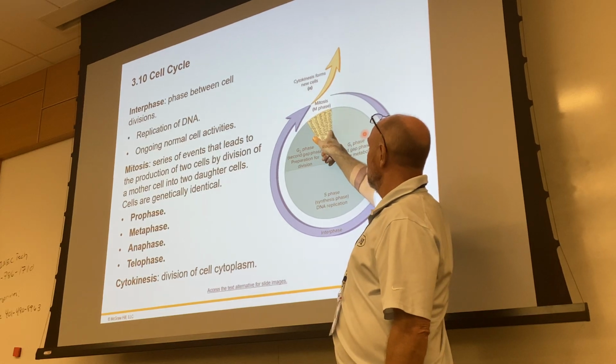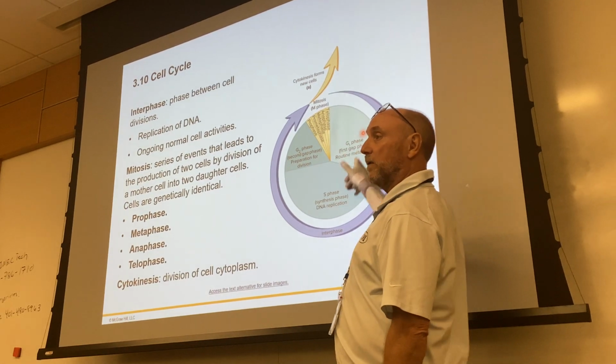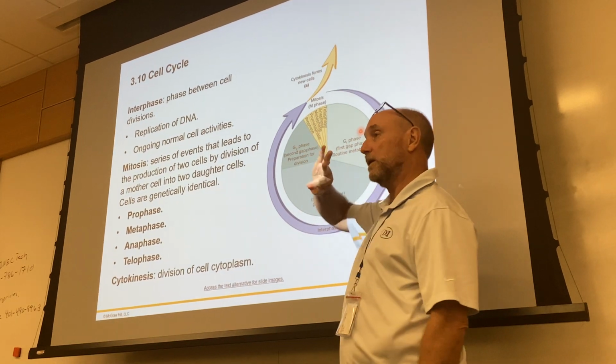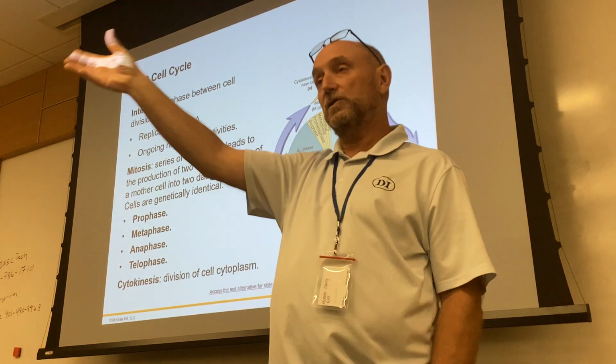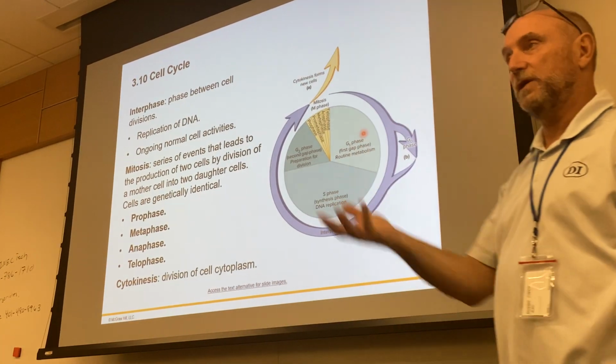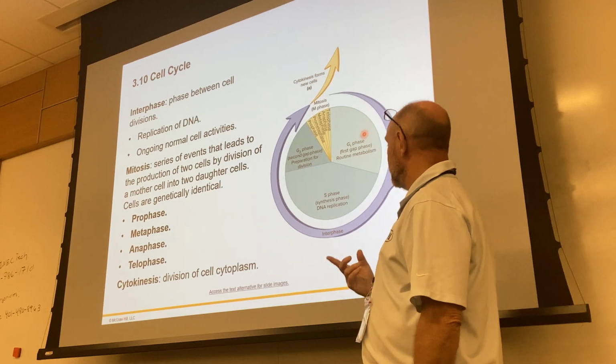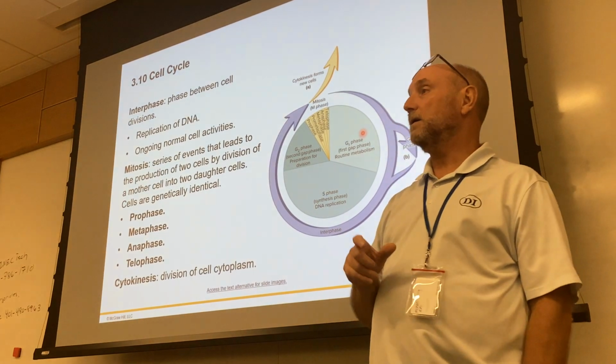Interphase starts right here where my finger is, and goes all the way around to where the first yellow line is. There are three parts to that: G1, S, and G2, and that's all, again, called interphase. There's one final thing about this.